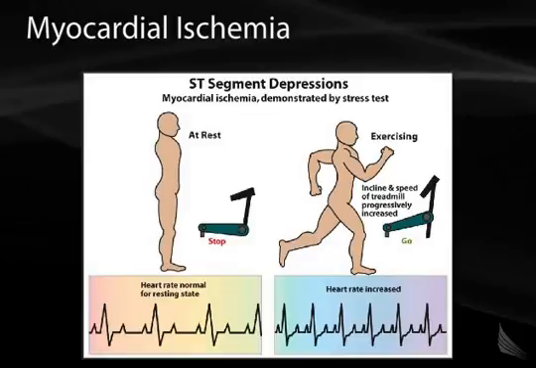During a cardiac stress test, a person will be at rest on a treadmill and then start running. When the person is exercising and the heart rate increases, you may see ST depressions, as you see here on this rhythm strip. ST depressions are indicators of myocardial ischemia, or blockage of coronary arteries to the myocardium.